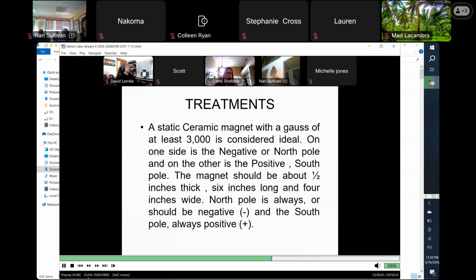A static ceramic magnet with a gauge of at least 3,000 is considered ideal. On one side is the negative or North Pole, and the other is the positive South Pole. The magnet should be about 1.5 inches thick, 6 inches long, and 4 inches wide. The North Pole is always, or should be, negative, and the South Pole is always positive if it's correctly marked.